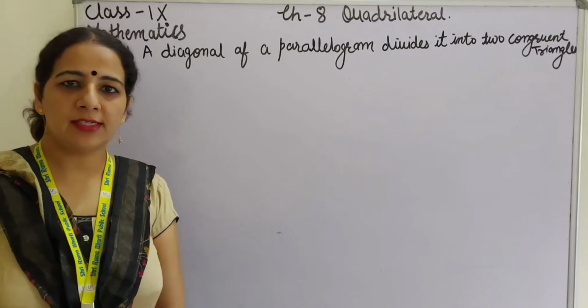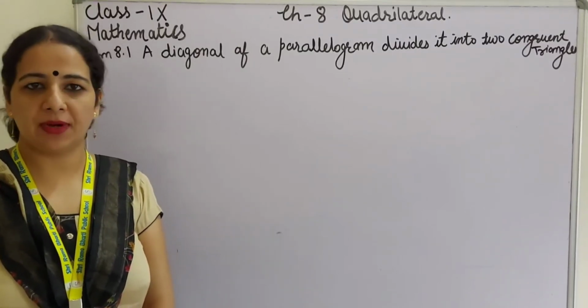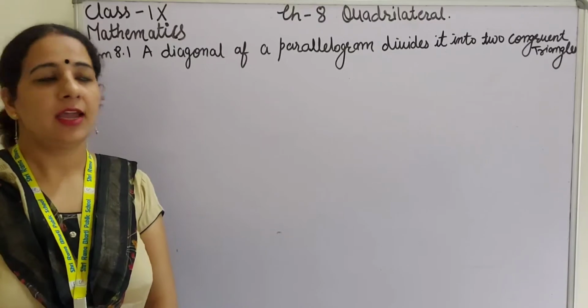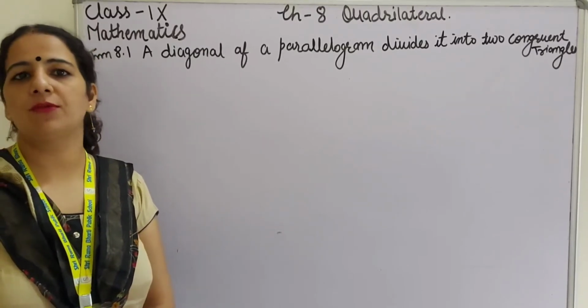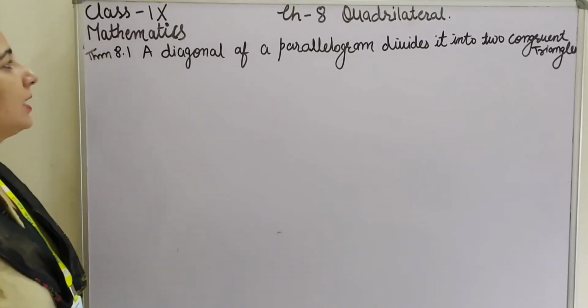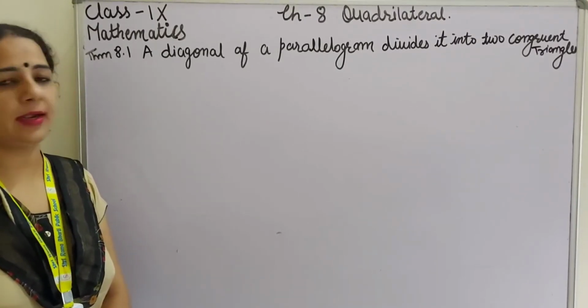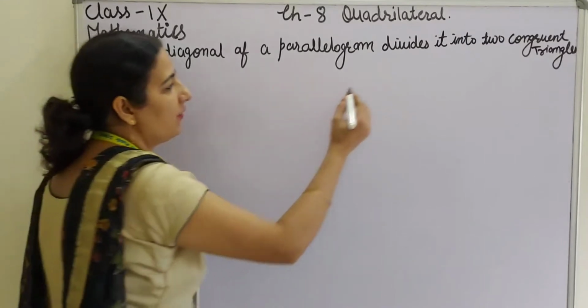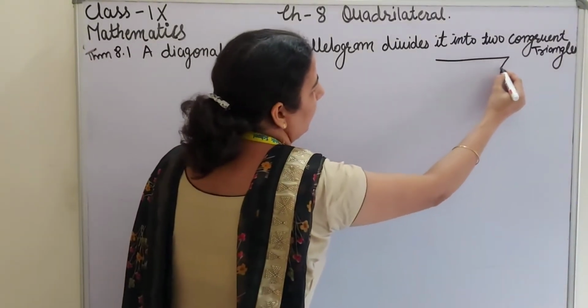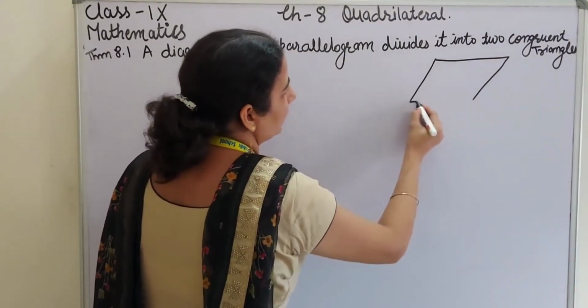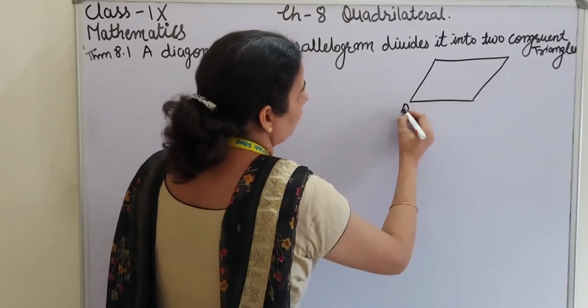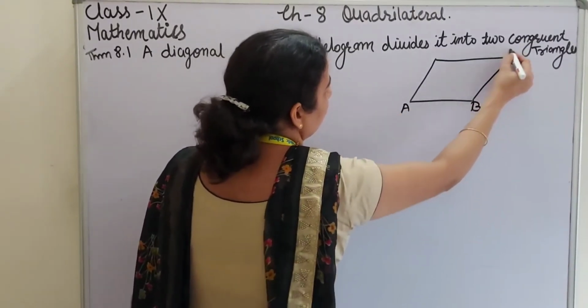Good morning, students. As we have started our chapter number 8, that is quadrilaterals, here I have written the first theorem of this chapter, and the theorem is: a diagonal of a parallelogram divides it into two congruent triangles. It means the given figure is a parallelogram. Let's name it ABCD.